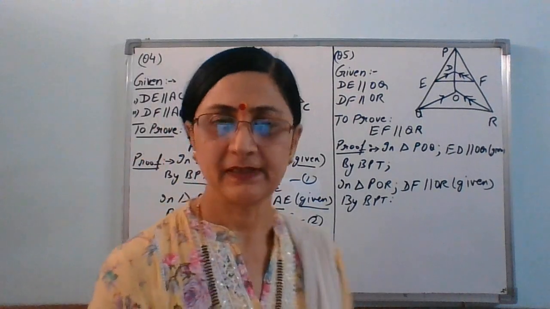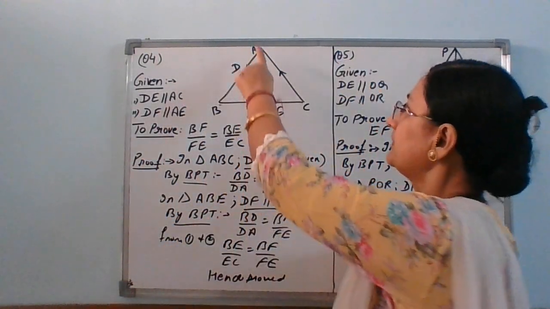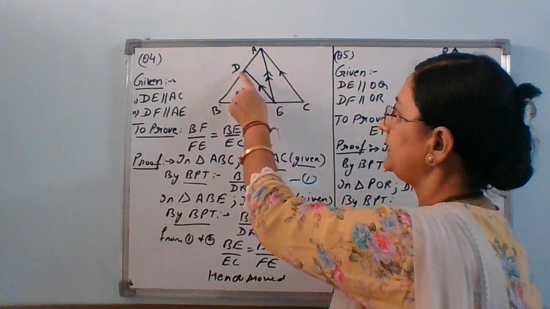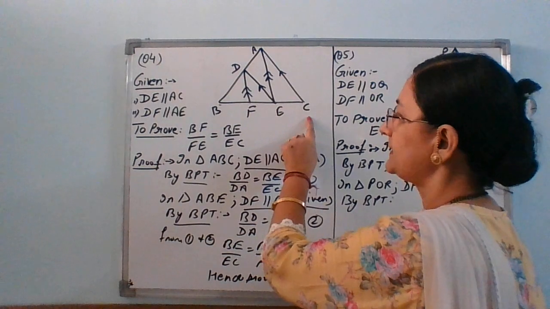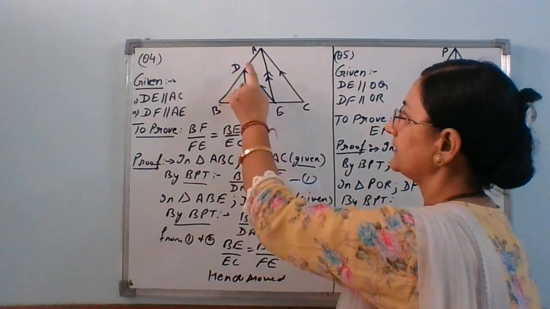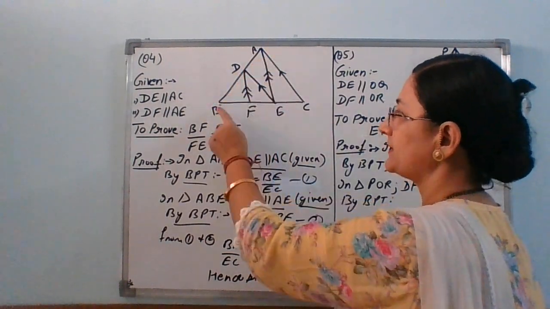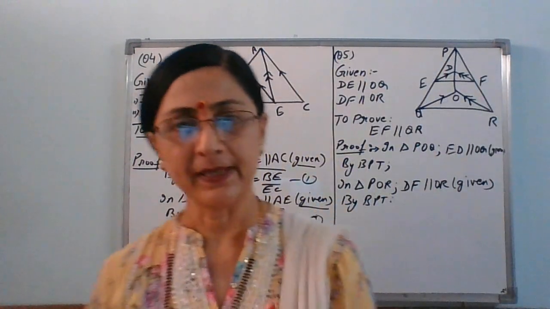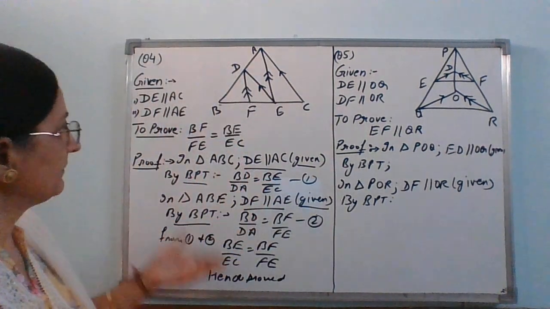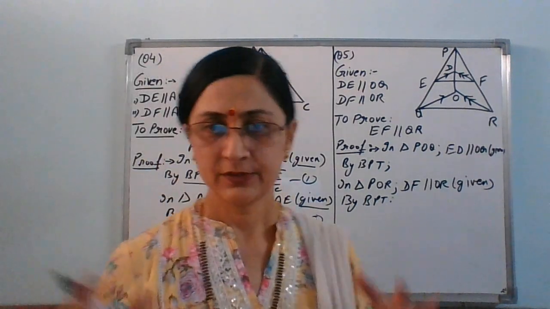Okay children, so I'll repeat this again. Here we are applying BPT only. It was given in the big triangle that DE is parallel to AC, so BD upon DA is equal to BE upon EC. Then in the second triangle, as these sides were parallel, DF and AE, BD upon DA is equal to BF upon FE. On comparing the two equations, the left side parts are the same, so when you equate the right sides, you get what you have to prove. So we have proved this.